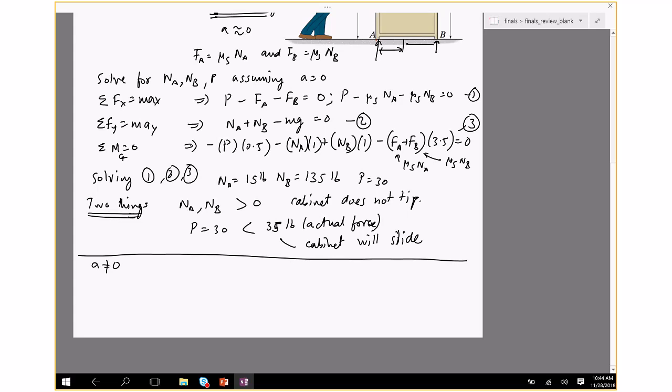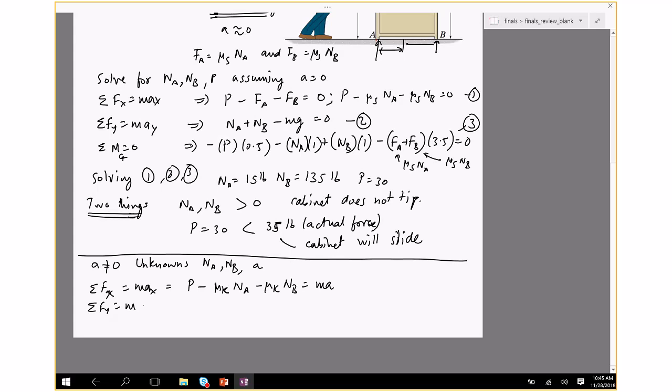Now the unknowns are going to be NA, NB, and acceleration, because the force P is given to us as 35 pounds. So we do the same thing, Fx equals max, which gives the same equation as before, except that we replace the coefficient of static friction with kinetic friction, because now the block is moving to the right with non-zero speed. So this gives me P minus mu k NA minus mu k NB equals mass times acceleration.